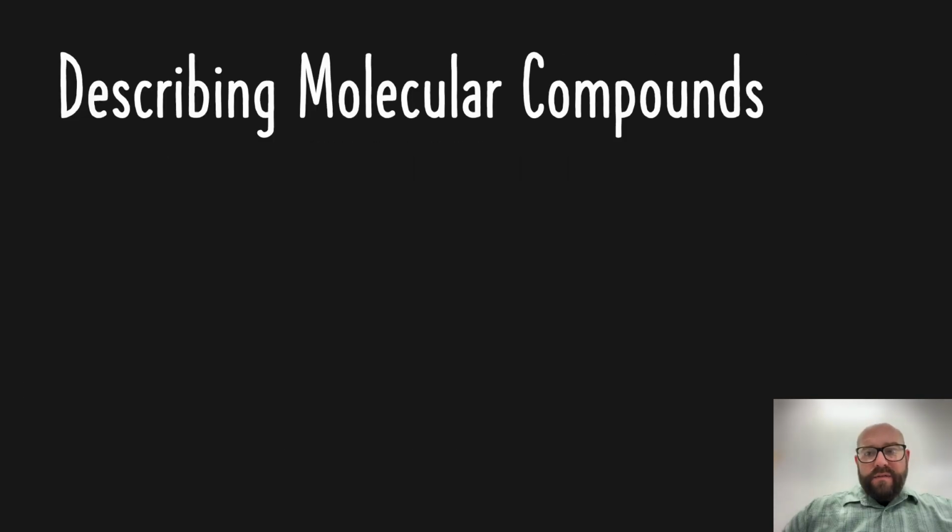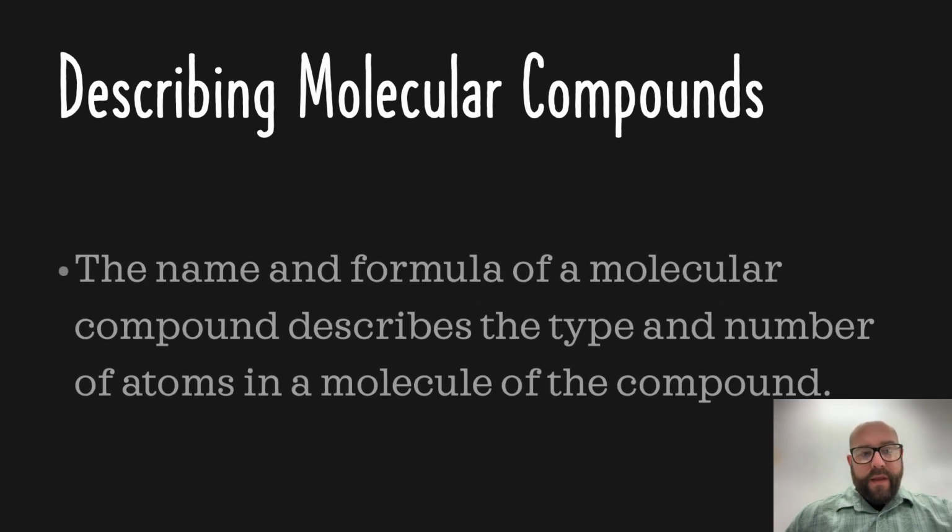Like ionic compounds, molecular compounds have names that identify specific compounds and formulas that match those names. With molecular compounds, the focus is on the composition of the molecules. The name and formula of a molecular compound describe the type and number of atoms in a molecule of the compound.